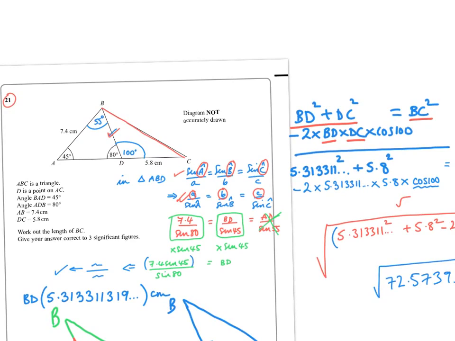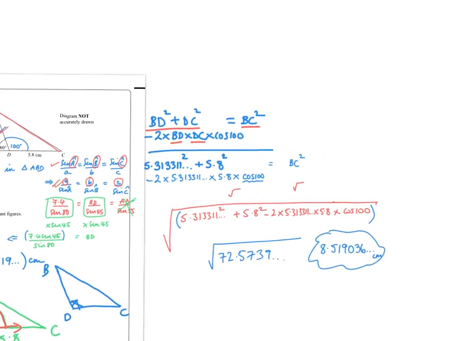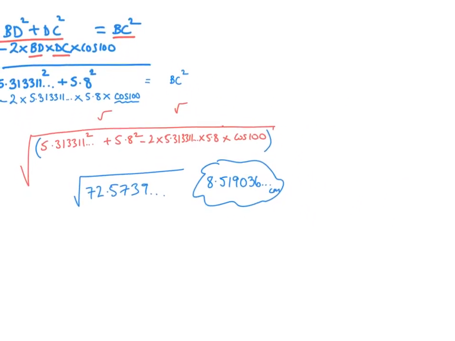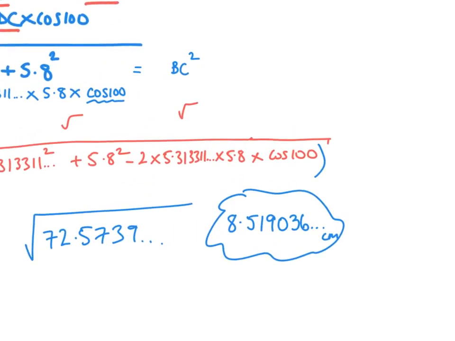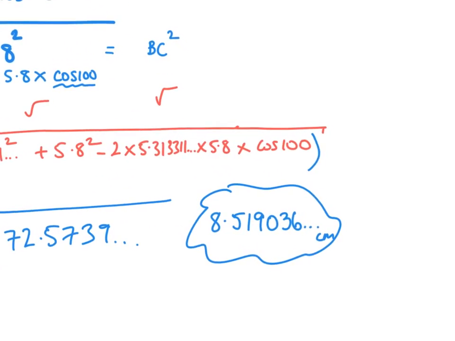It wants it to 3 significant figures. So checking to 3 significant figures here, I would say 1, 2, 3. The 9 will change it, so it's the nearest 100th in this case. So I would say 8.52 centimetres to 3 SF. And I'd be thinking that would be a good answer, and it's correct. So that's the end of that question then.